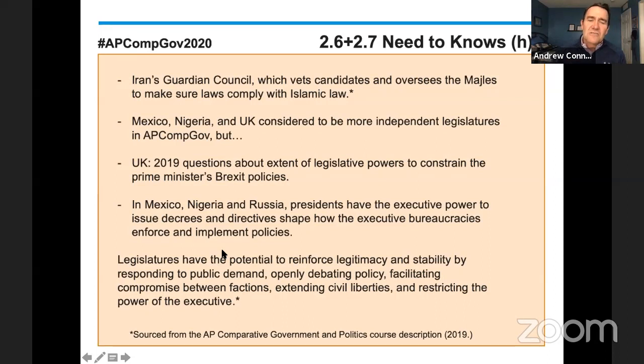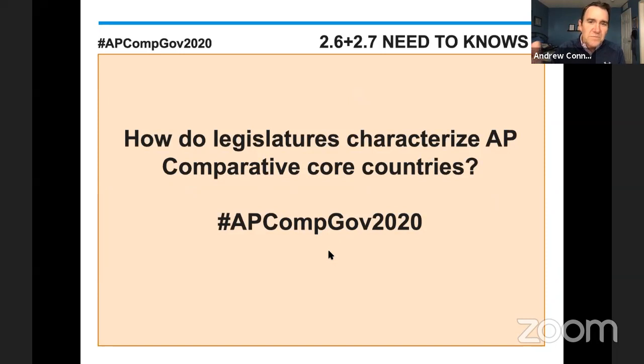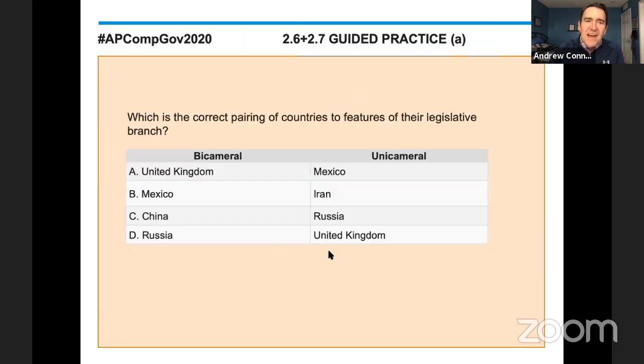And then finally, legislatures do have the potential to reinforce legitimacy and stability by responding to public demands, debating policy, facilitating compromises, extending civil liberties, and restricting the power of the executive. So that's how sometimes the work of a legislature can be connected to political legitimacy, which is a preview of our argument essay today and some of our questions. If you have examples of how legislatures characterize AP Comparative Government core countries, please use our Twitter hashtag #APCompGov2020.